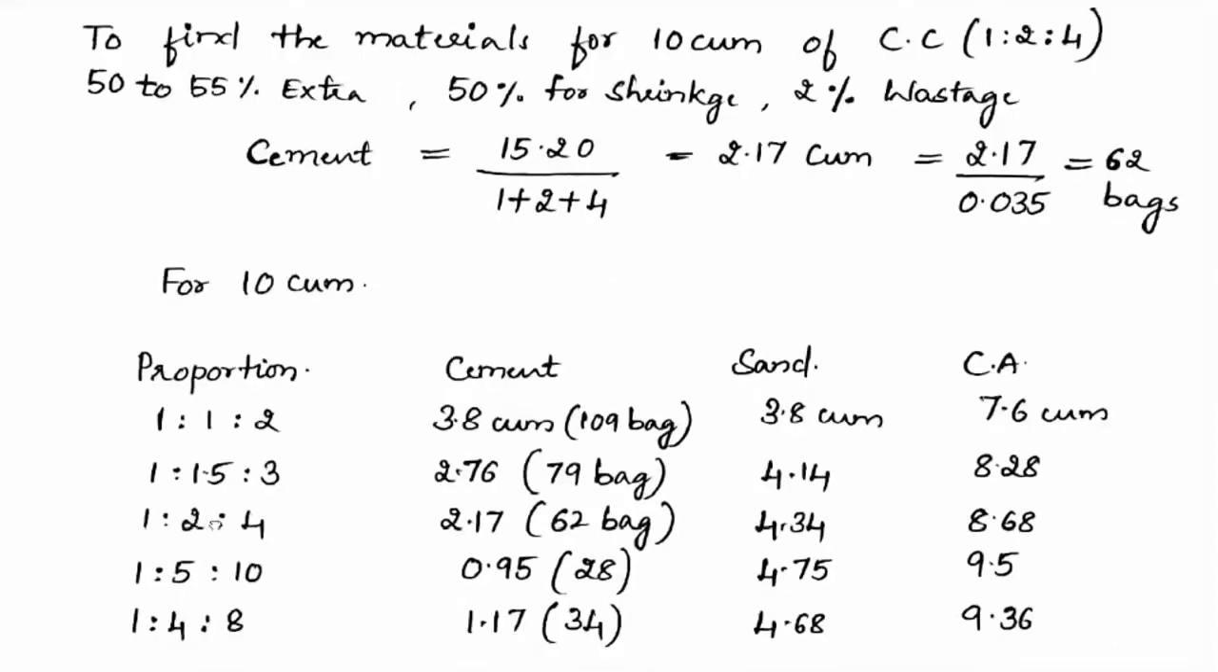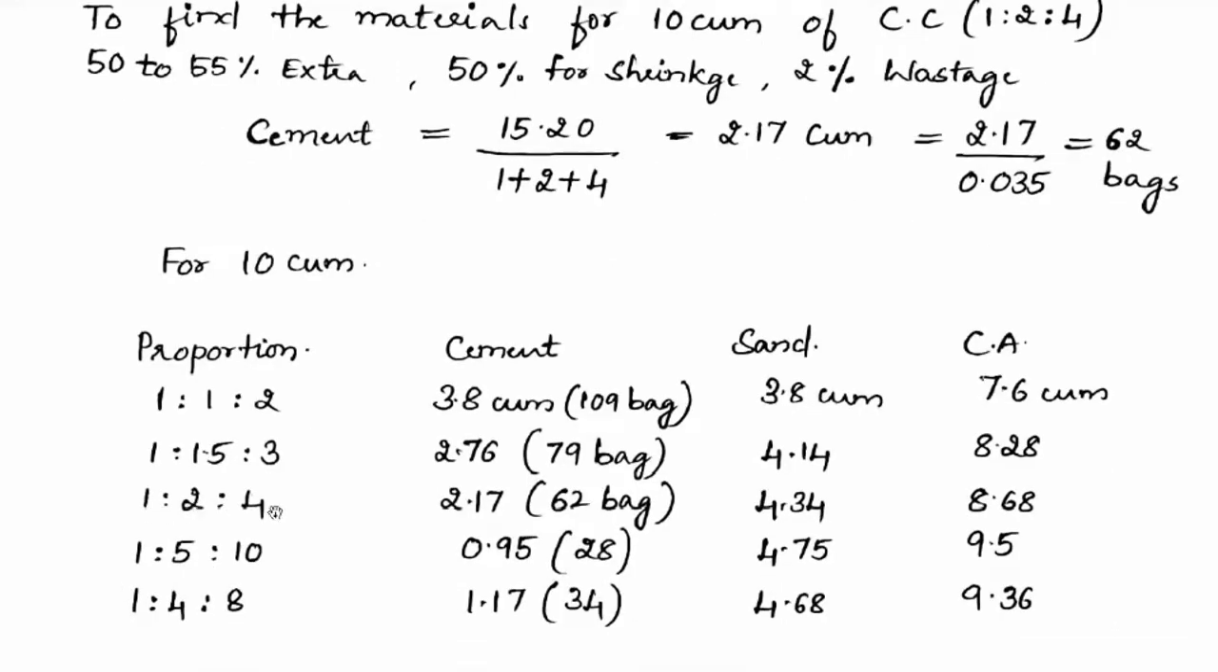Our proportion is what? 1 is to 2 is to 4, right? One part of cement we have, twice of that is sand, and 4 times of that is aggregate, right? So 2.17 multiplied by 2, it will be 4.34. That means 4.34 cubic meters of sand is required.